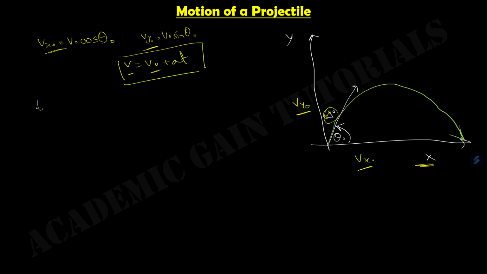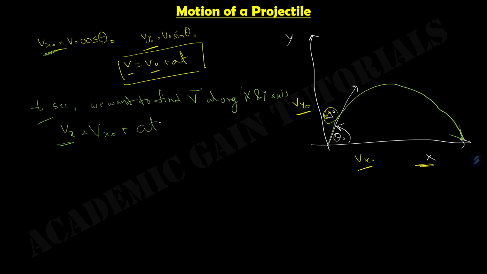So suppose after t seconds, we want to find out the velocity along the x-axis and y-axis. For the x-axis it will be Vx after t seconds. Then we can write this as: in the x-axis the initial component is Vx naught. So v will be Vx naught plus at.